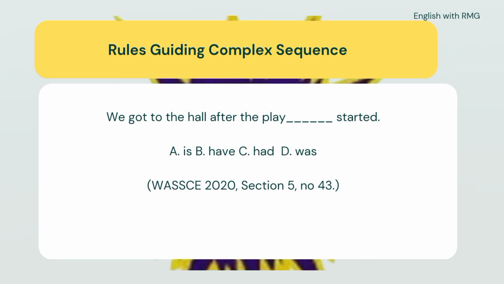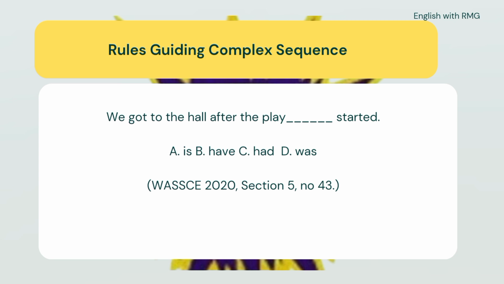Which of these? The first thing is to pay attention to the context. Which of these actions happened first in the past and which one happened later? We can tell that the play started first in the past before they got to the hall. And the moment they got to the hall is already in the past, which is a simple past tense. So the moment the play started is going to be in the past perfect because that actually happened first before they got to the hall. Do you understand?